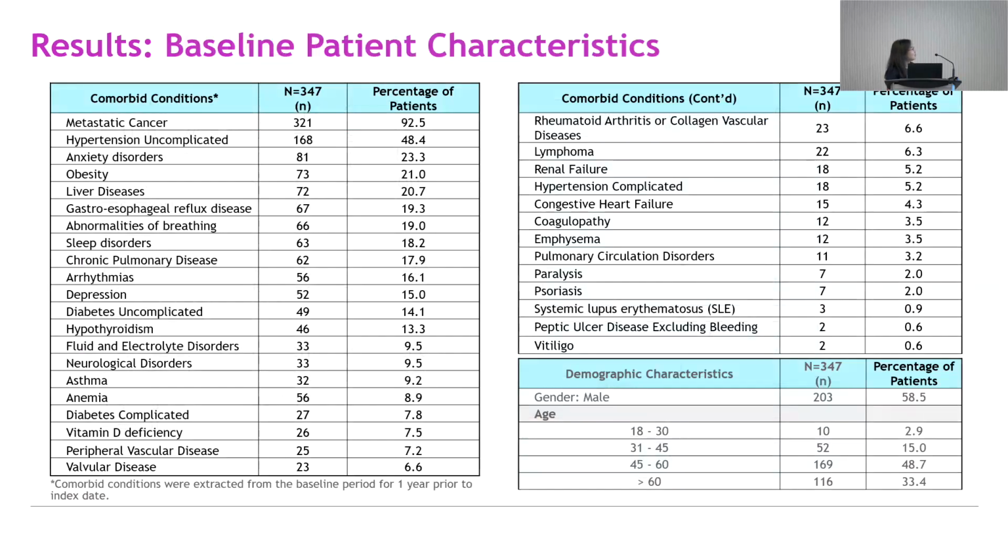Here are the baseline patient characteristics. As I just mentioned, the majority of patients had metastatic cancer, and a lot of patients had hypertension, anxiety disorder, obesity, liver diseases, and other comorbidities at the time that they initiated ICI treatment. We also have the age distribution here. Around 50% of the patients were in the age group from 45 to 60 years old.